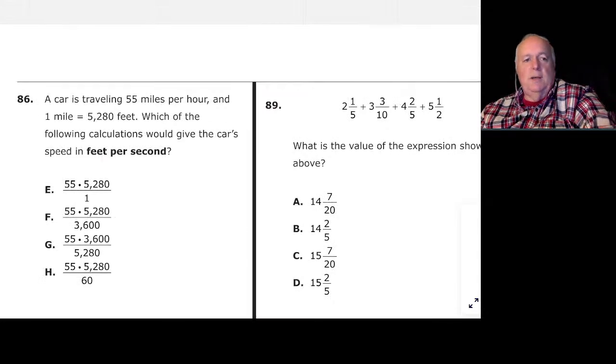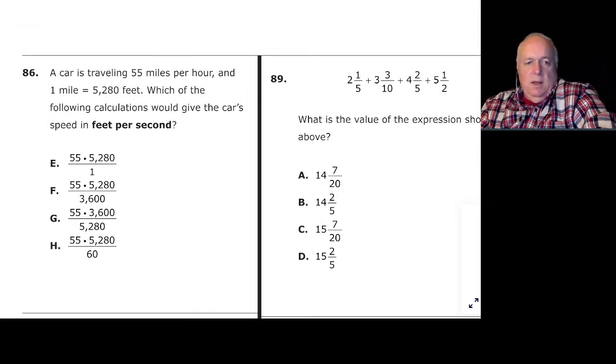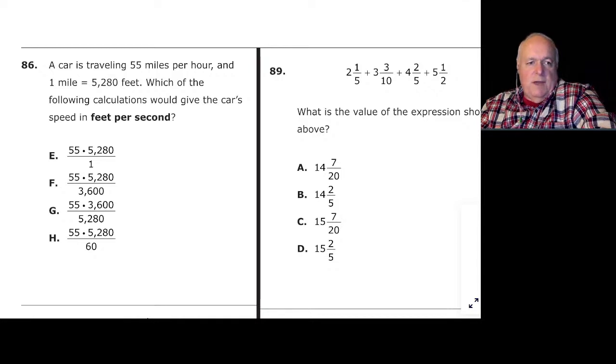This is from the 2021-2022 handbook. We have a car traveling 55 miles per hour, and 1 mile is 5,280 feet. You guys should all have this memorized, even if they didn't give that to you. Which of the following calculations gives the car's speed in feet per second?